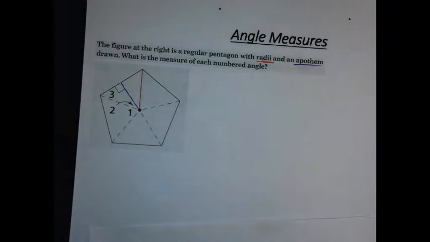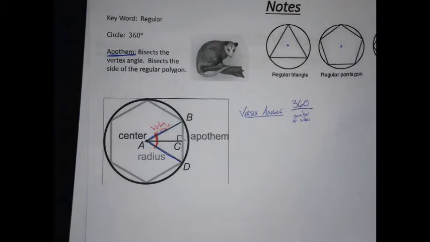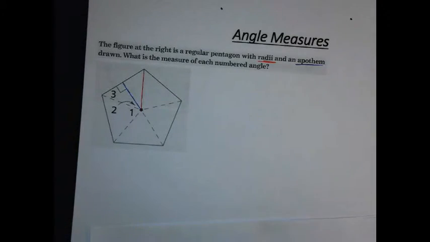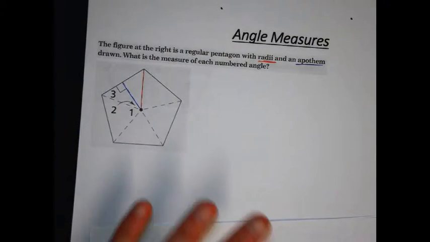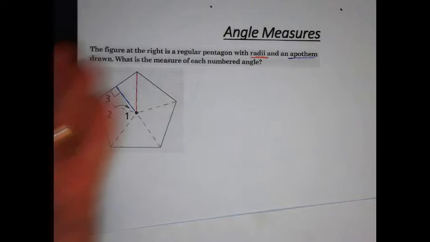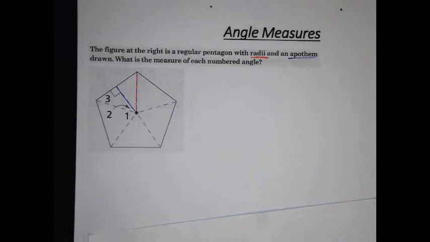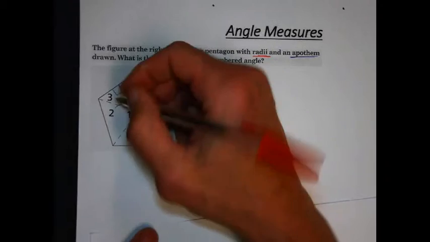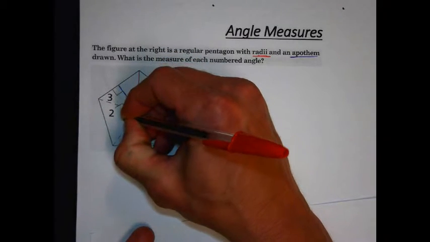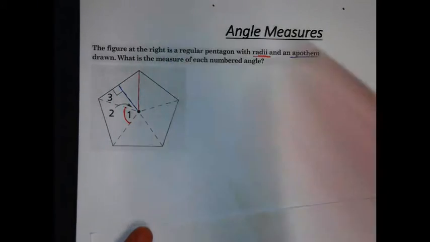Remember this from our notes. That's going to be important. The question then is, what is the measure of each numbered angle? Well, we have, in this case, a regular pentagon. The first numbered angle we deal with is angle 1. Hopefully you see here angle 1.